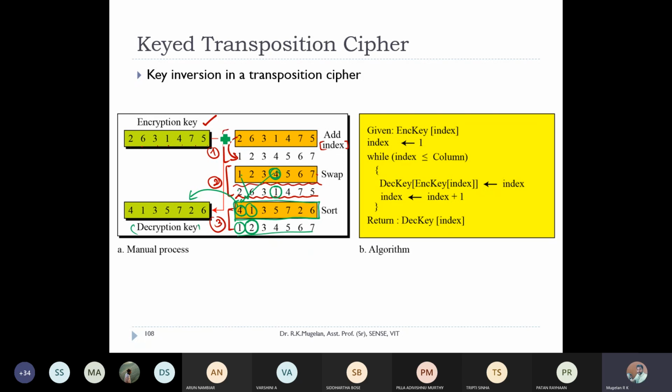This is the basic idea behind how we can use two different keys for encryption and decryption with different values, but with a relationship between these two values. Is it clear, guys? If it is clear, kindly raise your hands. Okay.